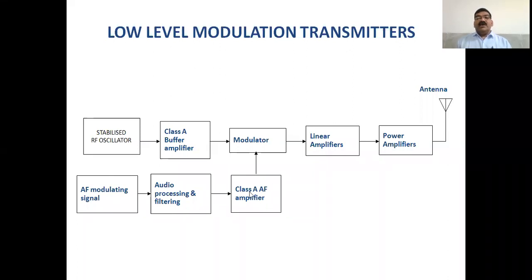Then again, class A audio amplifier. Now, this is class A amplifier. This is class A audio frequency amplifier. This amplifier also you have to design for the appropriate frequency. Here the oscillator frequency is in several hundred kilohertz or megahertz, and audio frequency is in the range of 20 hertz to 20 kilohertz.